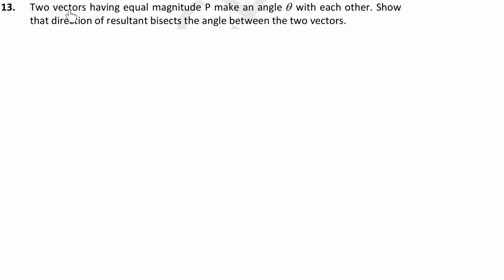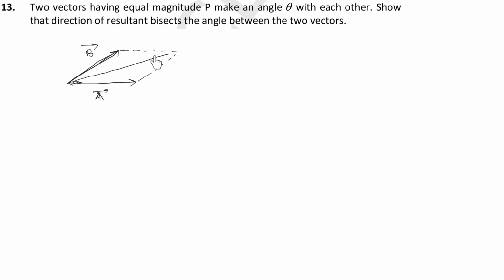Next question: two vectors having equal magnitude P make an angle theta with each other. Show that the direction of the resultant bisects the angle between the two vectors. You can simply solve this question using the graphical method. So you have two vectors of the same magnitude, say vector A and vector B. Let us draw both the vectors from the same point. That is, we'll use the parallelogram law. So construct a parallelogram.